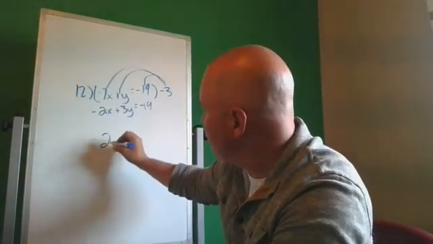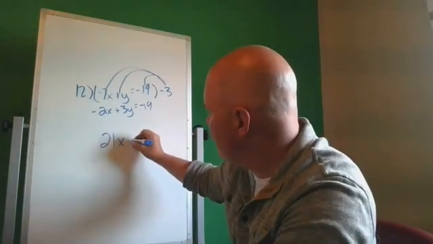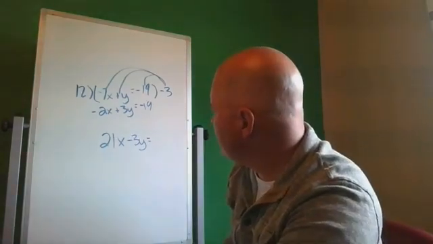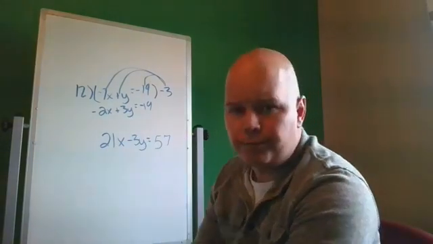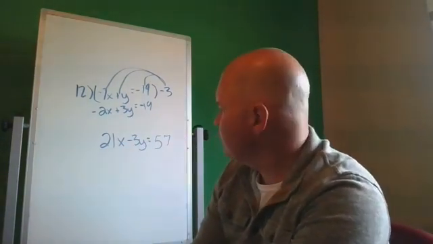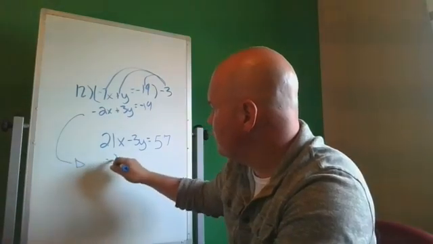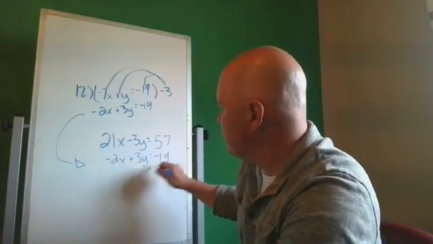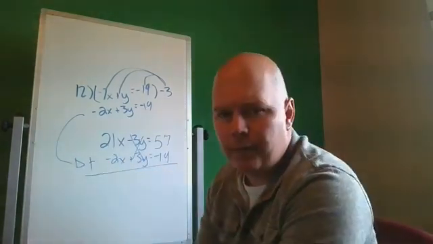So I'd have negative 3 times negative 7 is 21x. Negative 3 times y is negative 3y. And negative 3 times negative 19 is going to be a positive 57. Okay? So that's the first one. And then I'm just going to take my second equation and bring it down. Negative 2x plus 3y equals negative 19. Those eliminate.